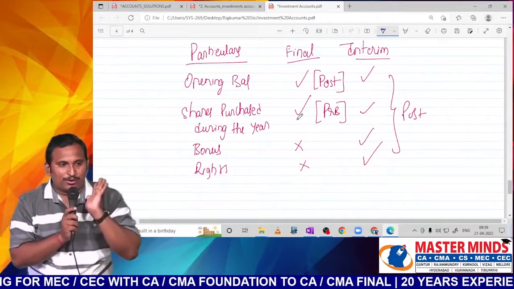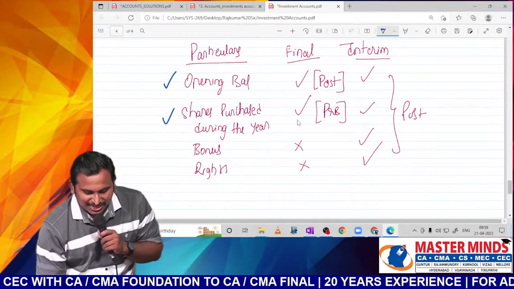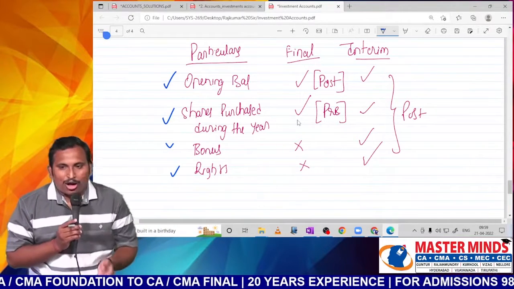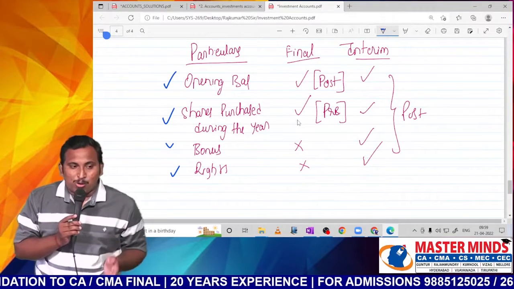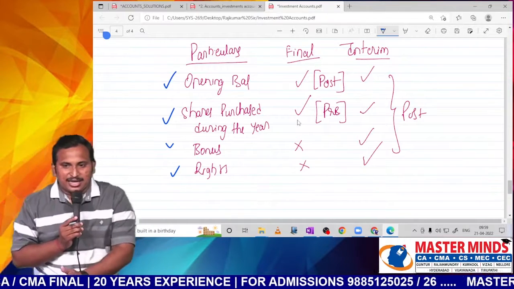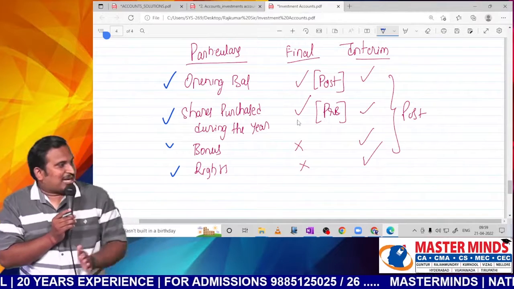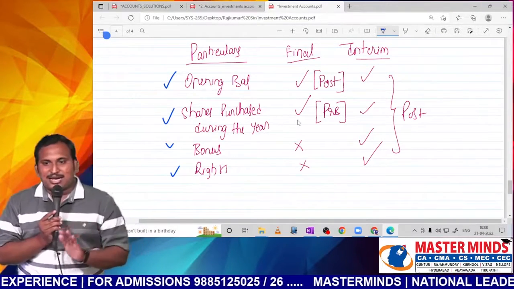Now look here carefully. Sir, usually you may have these types of shares in the question. Either you may have some opening balance of shares, or you may have some shares purchased during the year, or you may have some bonus, or you may have some rights. Now let us see, if final dividend is given, which shares are eligible and which are not. If interim dividend is given, which shares are eligible and which are not.